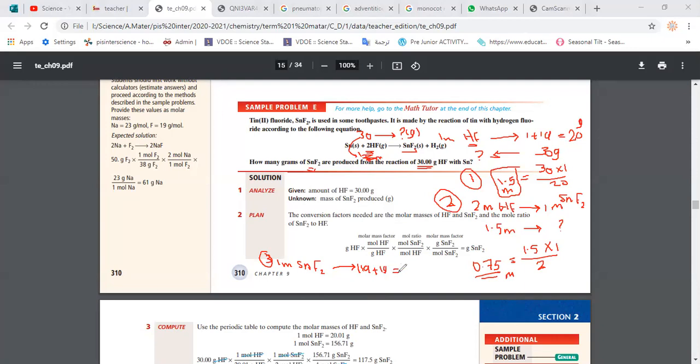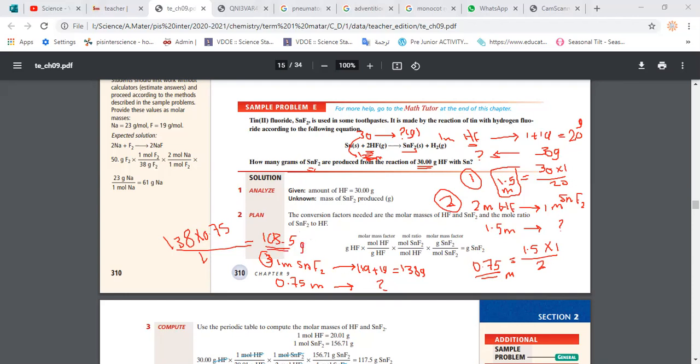So that equals 138 grams. Excellent. 138 grams of tin fluoride is 1 mole. So what about 0.75 mole? Let's make a cross multiplication: 138 multiplied by 0.75, divided by 1. So it equals how much? 103.5 grams. So like this we solve the problem.